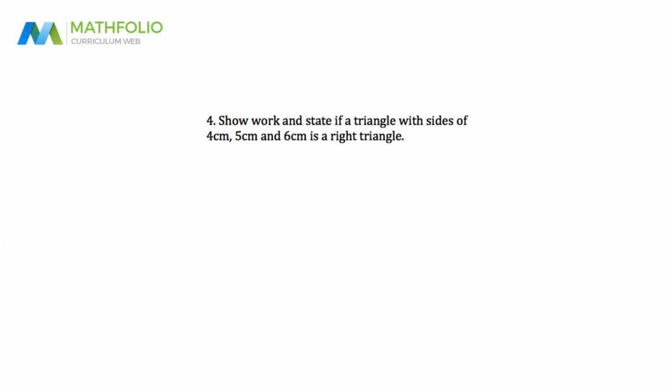Okay, question number 4. This time we are being asked to state if a triangle with these 3 sides is a right triangle. So what we would do is we would first draw it, not necessarily label it as right because we don't know, but if it was a right triangle, the longest side would be on its own. So I'm just going to label this, and what we're really checking is if the Pythagorean theorem works. So we're trying to see if this works.